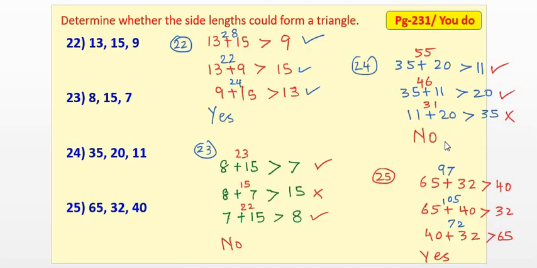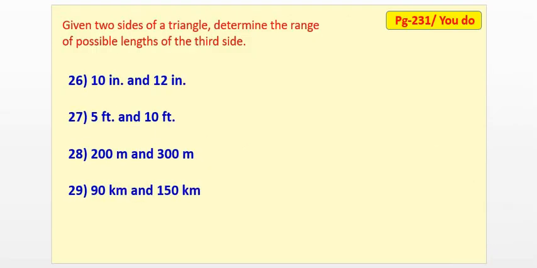In question number 24, it's again no, because here 31 is not greater than 35, which means the sum of these two sides is not greater than the third side. That's why it's not possible to form a triangle. And for 25, it's yes, because all the sums are greater than the third side. Is that clear? Okay, let's see what we have next.